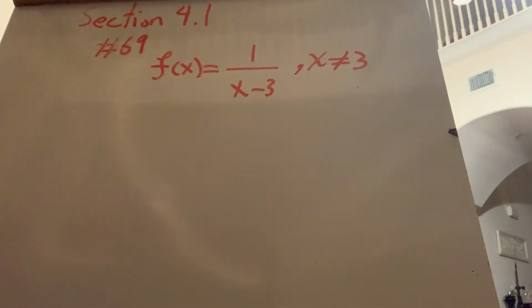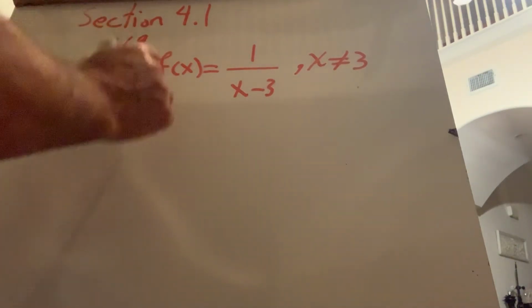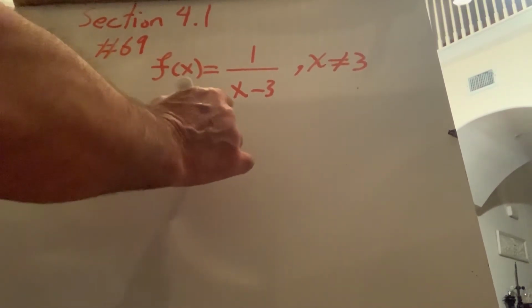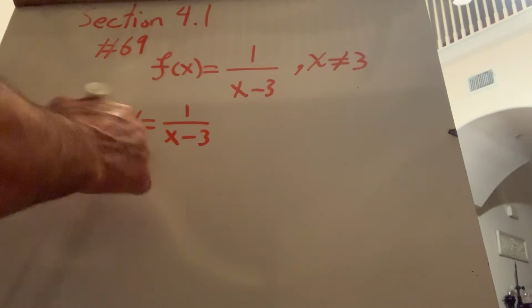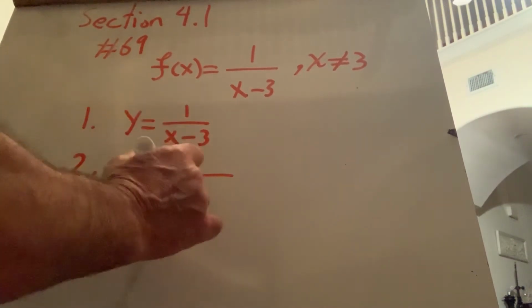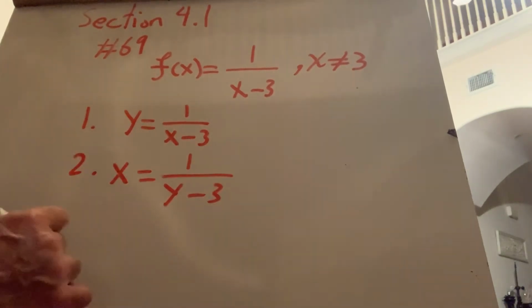Anyway, don't forget the first step to find the inverse. Step 1: change f of x to y. Step 2: interchange x and y, so that y becomes x, and the x down here becomes y. And of course, step 3 is to solve for y.